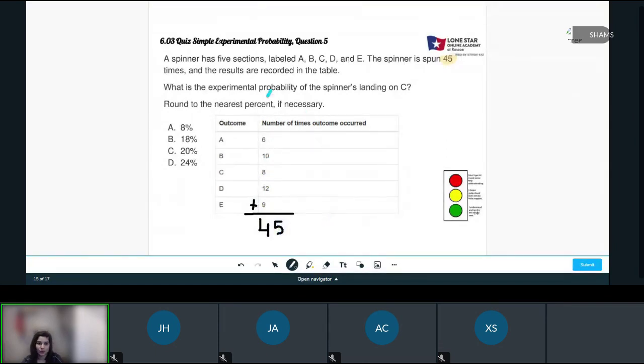What is the experimental probability of the spinner landing on C? 8 times it landed on C. So we can say, okay, 8 out of 45 times it landed on C.